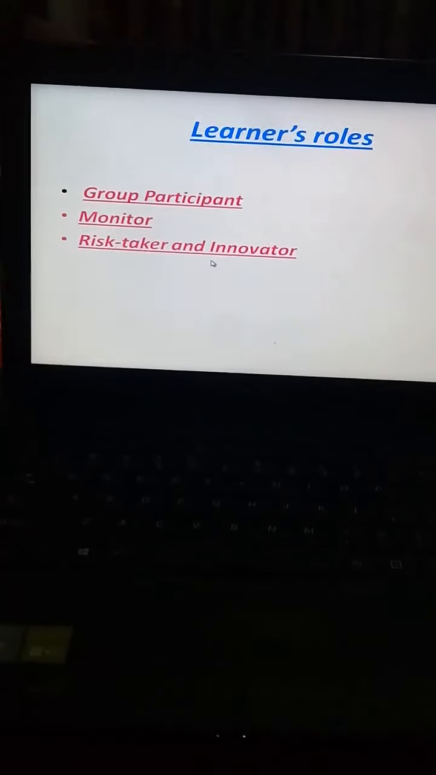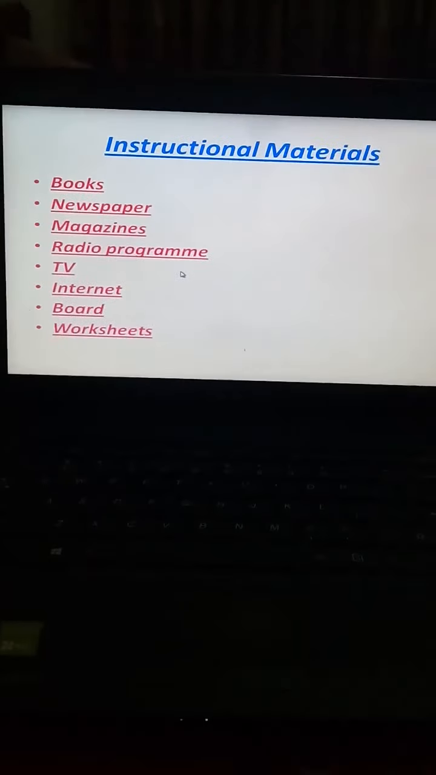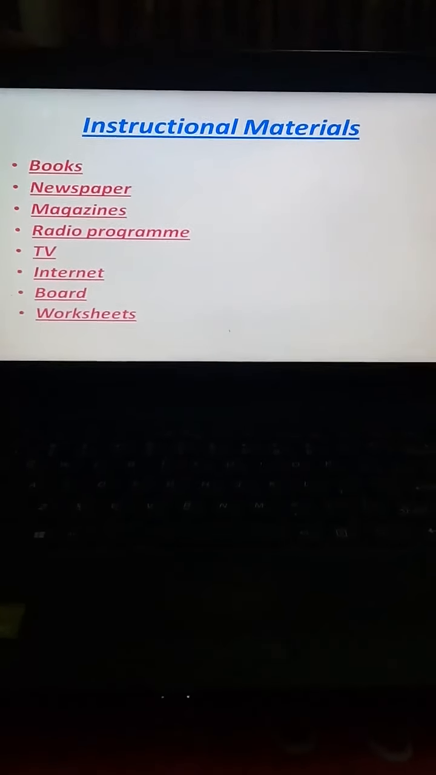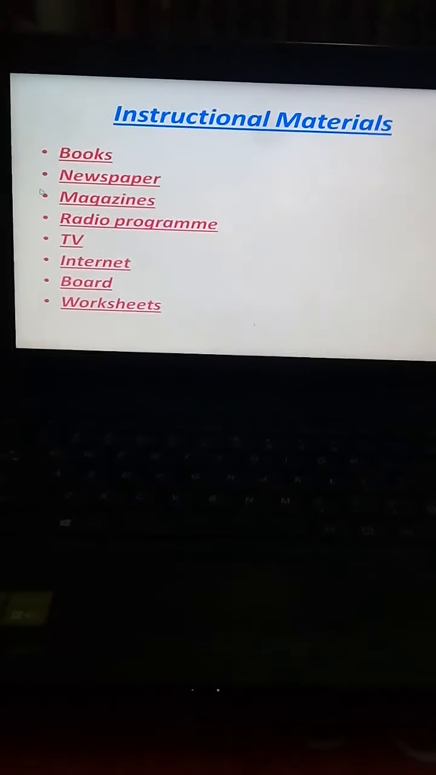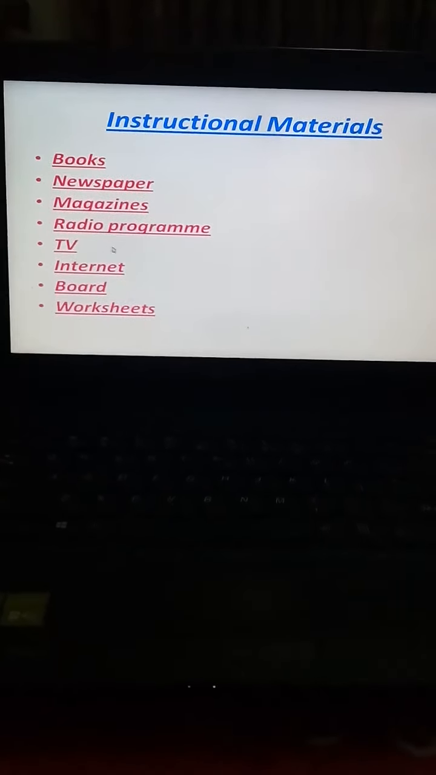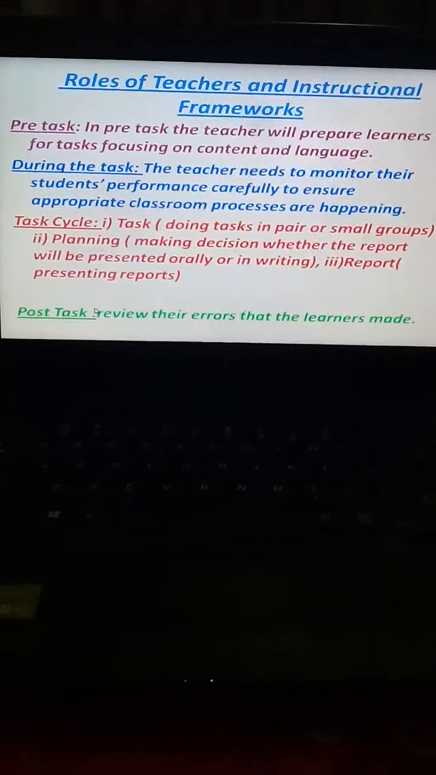They can be group participant, monitor, risk taker and innovator as well. So what should be the instructional materials? For the learners, teachers should use these materials to instruct the learners. What are they? This can be books, newspapers, magazines, radio programs, TV, internet, board, or it can be worksheets.